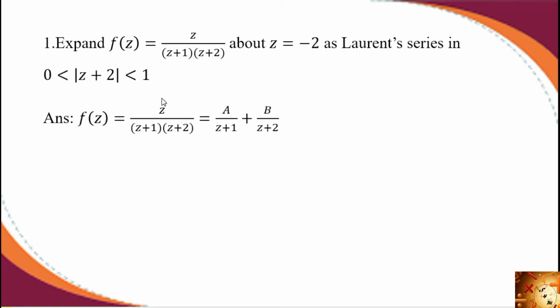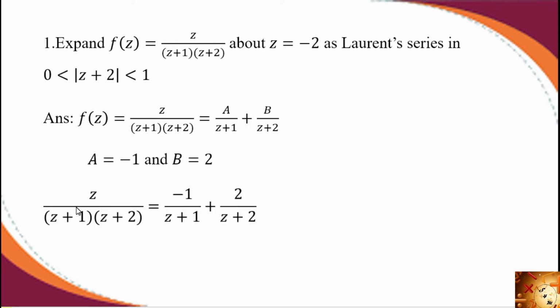That is, f of z equal to z by (z plus 1) into (z plus 2) is equal to a divided by z plus 1 plus b divided by z plus 2. On cross multiplication and making the LCM same on both sides, we get a equal to minus 1 and b equal to 2. Then our f of z will be minus 1 divided by z plus 1 plus 2 divided by z plus 2. This is the first step. Next, here we want to expand this function about z equal to minus 2, which means the factors will be of the form z plus 2 and its powers.